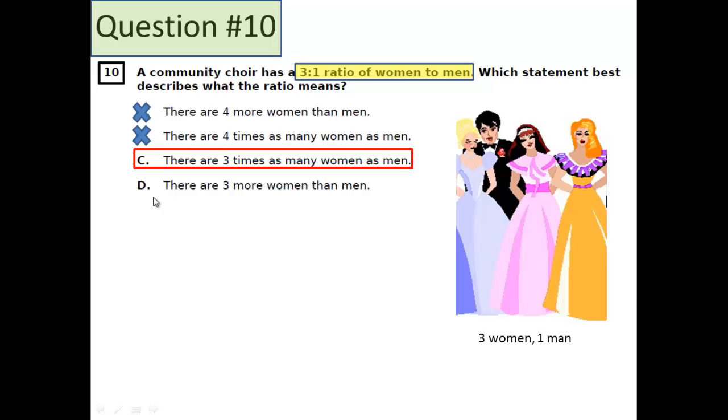But let's just look at letter D to make sure. There are 3 more women than men. No, we talked about that. There's 2 more women than men, which is why letter D is incorrect, and C is the right answer. For problems like these, just draw out something and just think about what makes sense. Okay, question number 10, done.